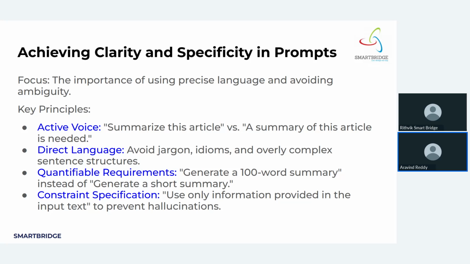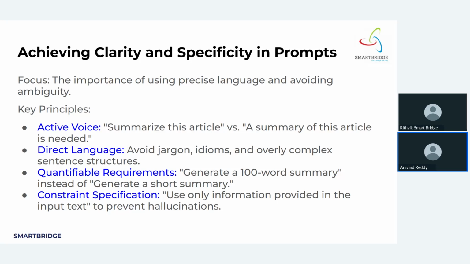Direct language: avoid idioms or quotations. If you don't, you are not going to get an accurate result. Quantifiable requirements: generate a 100-word summary instead of generate a short summary. You can specify in that way also if you want to get good output.